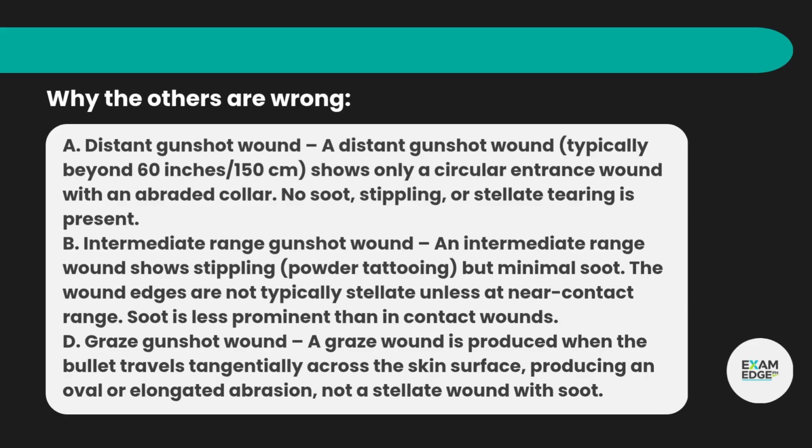Why the others are wrong. A. A distant gunshot wound, typically beyond 60 inches, 150 centimeters, shows only a circular entrance wound with an abraded collar. No soot, stippling, or stellate tearing is present. B. Intermediate range gunshot wound. An intermediate range wound shows stippling, powder tattooing, but minimal soot. The wound edges are not typically stellate unless at near contact range. Soot is less prominent than in contact wounds. D. Graze gunshot wound. A graze wound is produced when the bullet travels tangentially across the skin surface, producing an oval or elongated abrasion, not a stellate wound with soot.